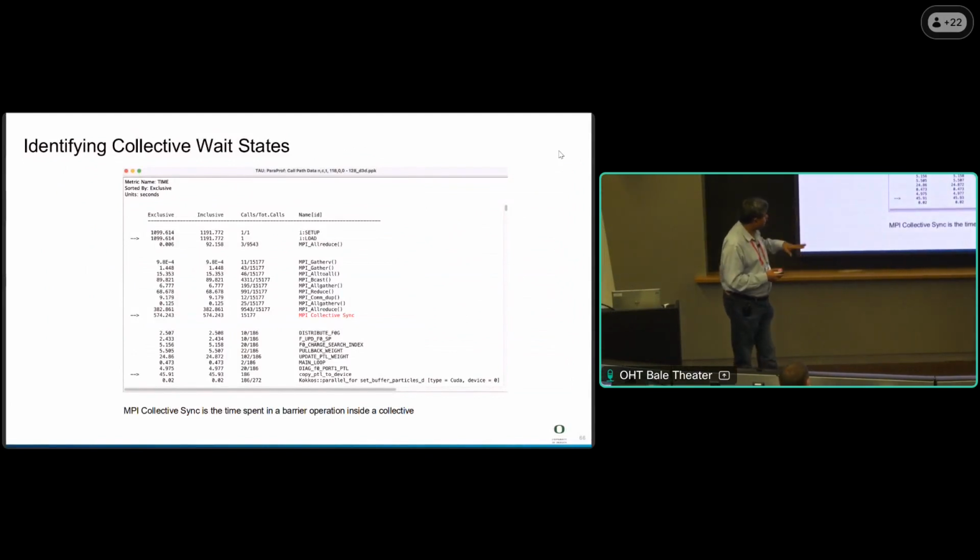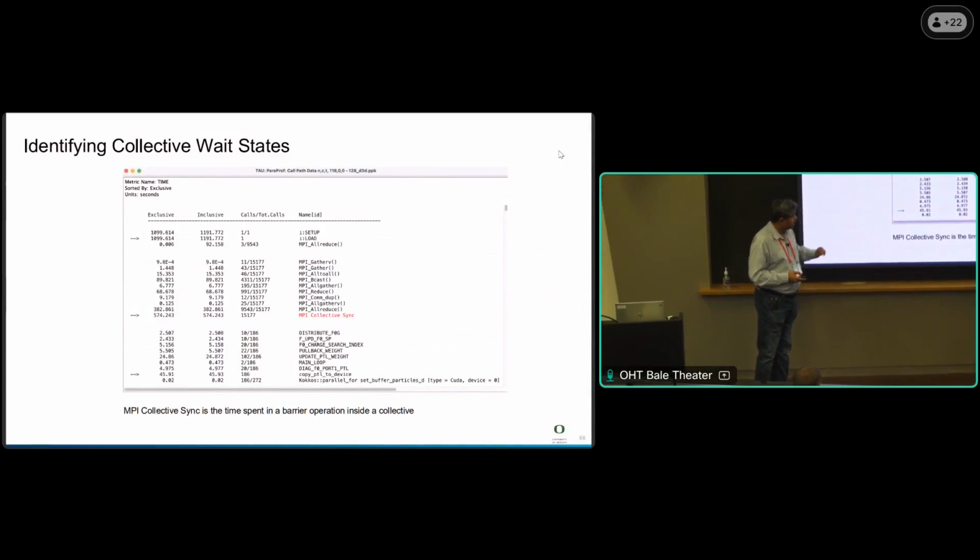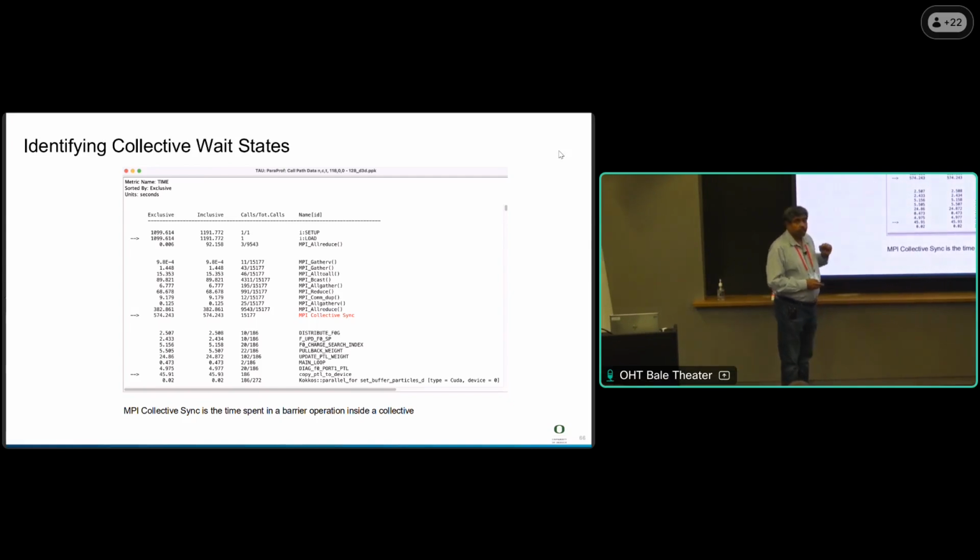Now, I had mentioned that you can see the collective sync time, which is the time spent in a barrier operation inside a collective. I run this code and it shows me that 574 seconds were wasted in an MPI barrier within a collective operation. With a call path profile, I can now see that out of the 574, 382 seconds came from MPI_Allreduce. So then I can look at the MPI_Allreduce and see where it's getting called and identify that.